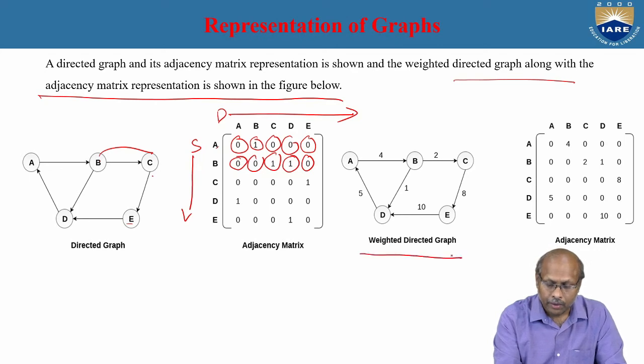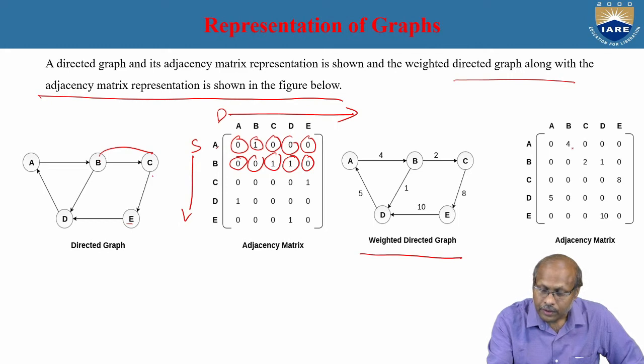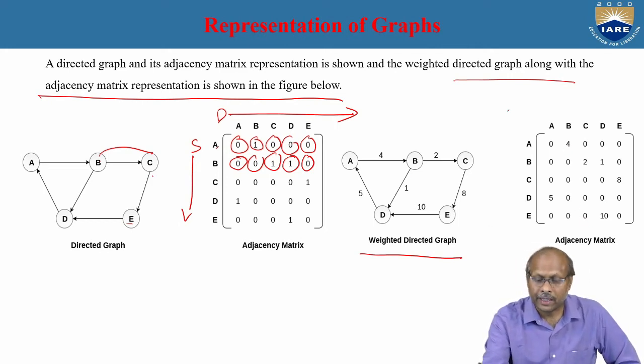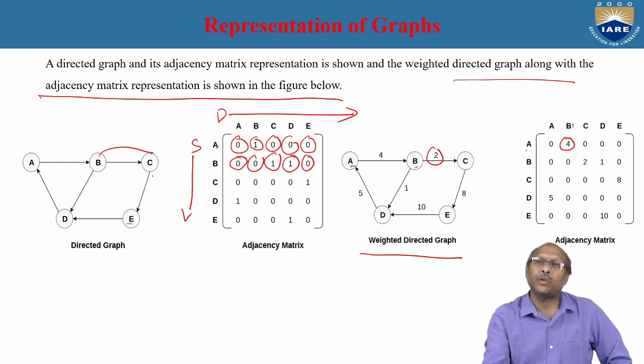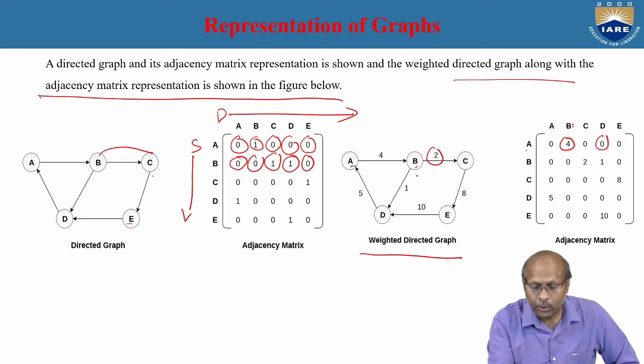Similarly, you observe here the weighted graph. In a weighted directed graph, instead of writing zeros and ones, it is not a Boolean matrix, it is a numerical matrix. So you have to write the weight. Instead of 1, you have to write the value. For example, here A to B, so 4 you should write. Earlier you would write 1, now you write 4, because you write the weight. Similarly, A to D, there is no direction specified, so 0. A to E, there is no edge, so 0.